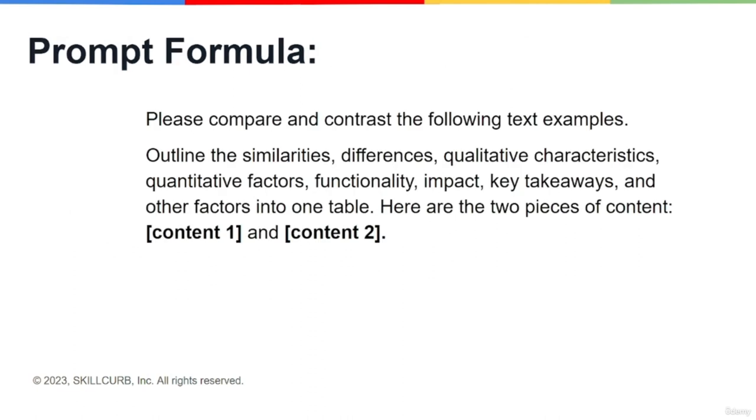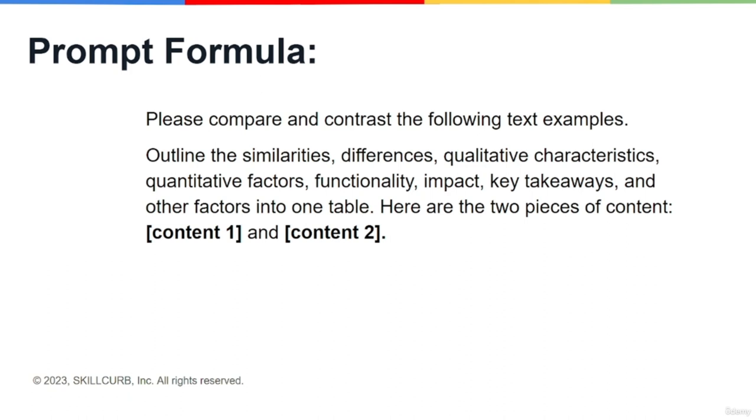All right. And like every other type, this one also has a prompt formula. You will say, "Please compare and contrast the following test examples. Outline the similarities and differences, qualitative characteristics, quantitative factors, functionality, impact, key takeaways, and other factors into one table. And here are the two pieces of content." You will paste one content on one side and the other content on the other side.